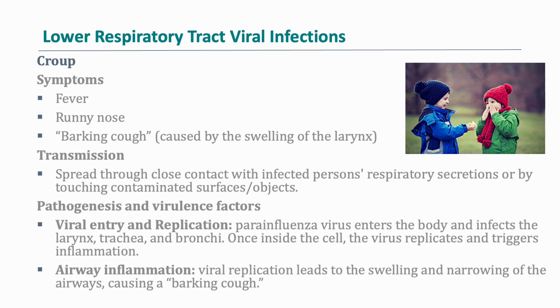For pathogenesis, parainfluenza virus enters the body primarily through the respiratory tract, infecting key areas like the larynx, trachea, and bronchi. Once the virus gains entry into the host cells, it begins to replicate. This replication process triggers an immune response. As the virus continues to replicate, the inflammation worsens, causing swelling and narrowing of the airways. The airway obstruction results in one of the symptoms, being the barking cough.